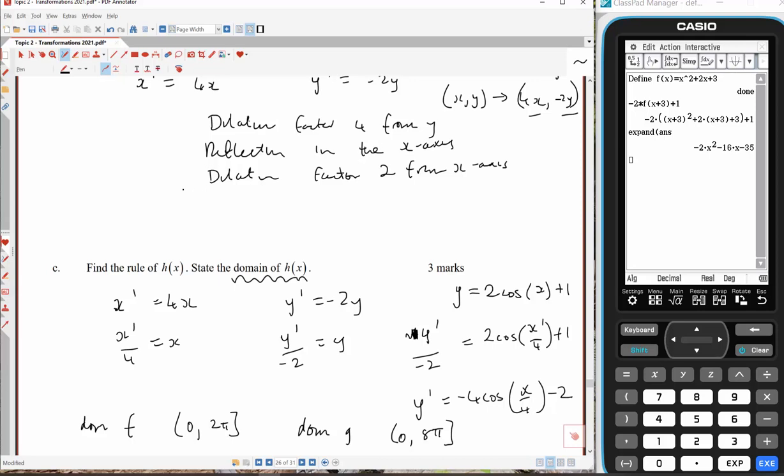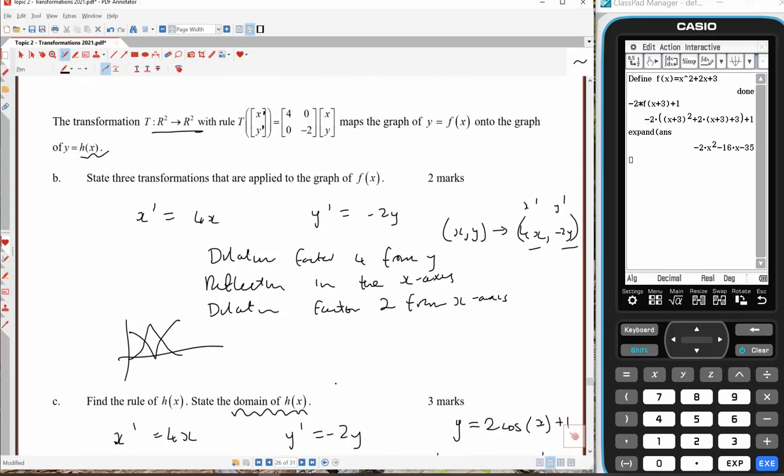Okay, so once it's stretched out to 8 pi, whatever it looks like, when it gets reflected in the x-axis, it'll just go like that, but the domain will be the same. And the same with the dilation factor 2 from the x-axis as well. Just multiply all of the y values by 2. The x values will stay the same. So that will be our final answer.